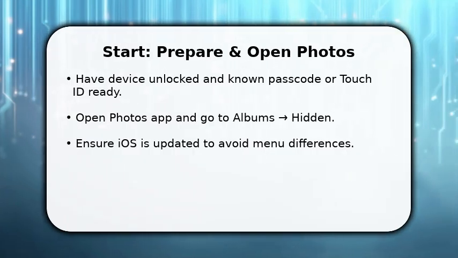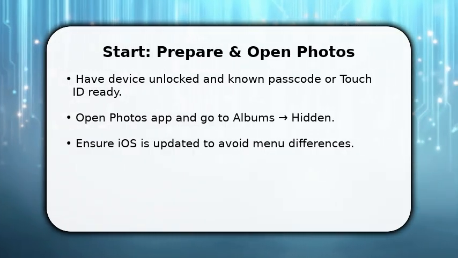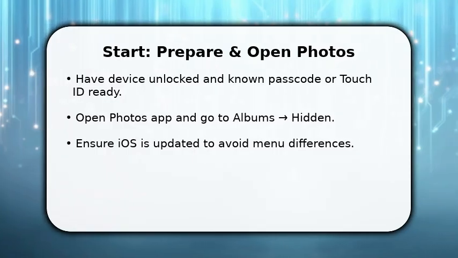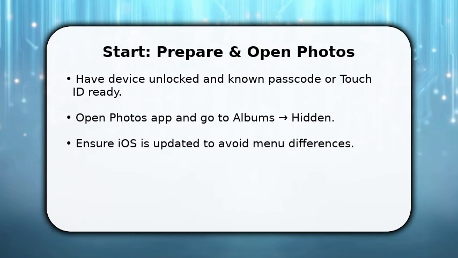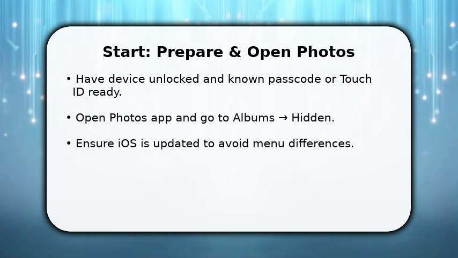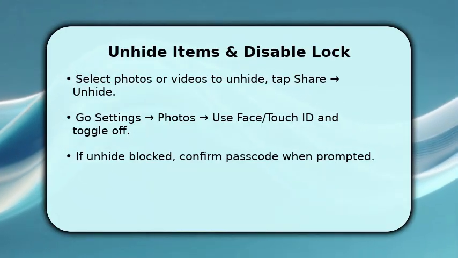Now, scan the hidden album to identify the items you want visible again. Act deliberately. You will manually unhide each item or select multiple to restore visibility in Photos. You now perform the middle steps. Select one or more photos, tap the share icon and choose Unhide to restore them to library view.